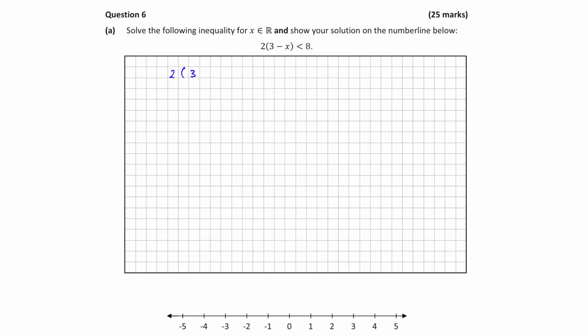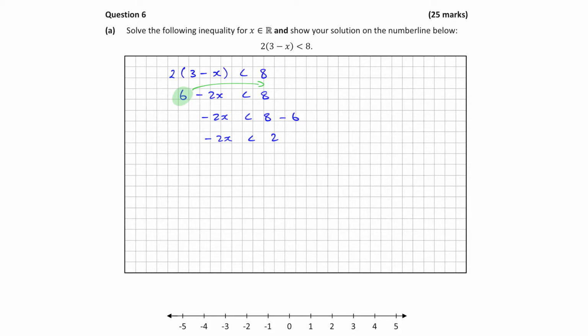2 bracket 3 minus x is less than 8. Okay, so to solve this, we need to expand this by saying 2 times 3 is 6 and 2 times negative x is negative 2x. So we'll get 6 minus 2x is less than 8. Okay, the next step is to try and get the x's by themselves. So I need to take this 6 and bring it over to the other side of the inequality, and I'll have minus 2x is less than 8 minus 6. So minus 2x will be less than 2.